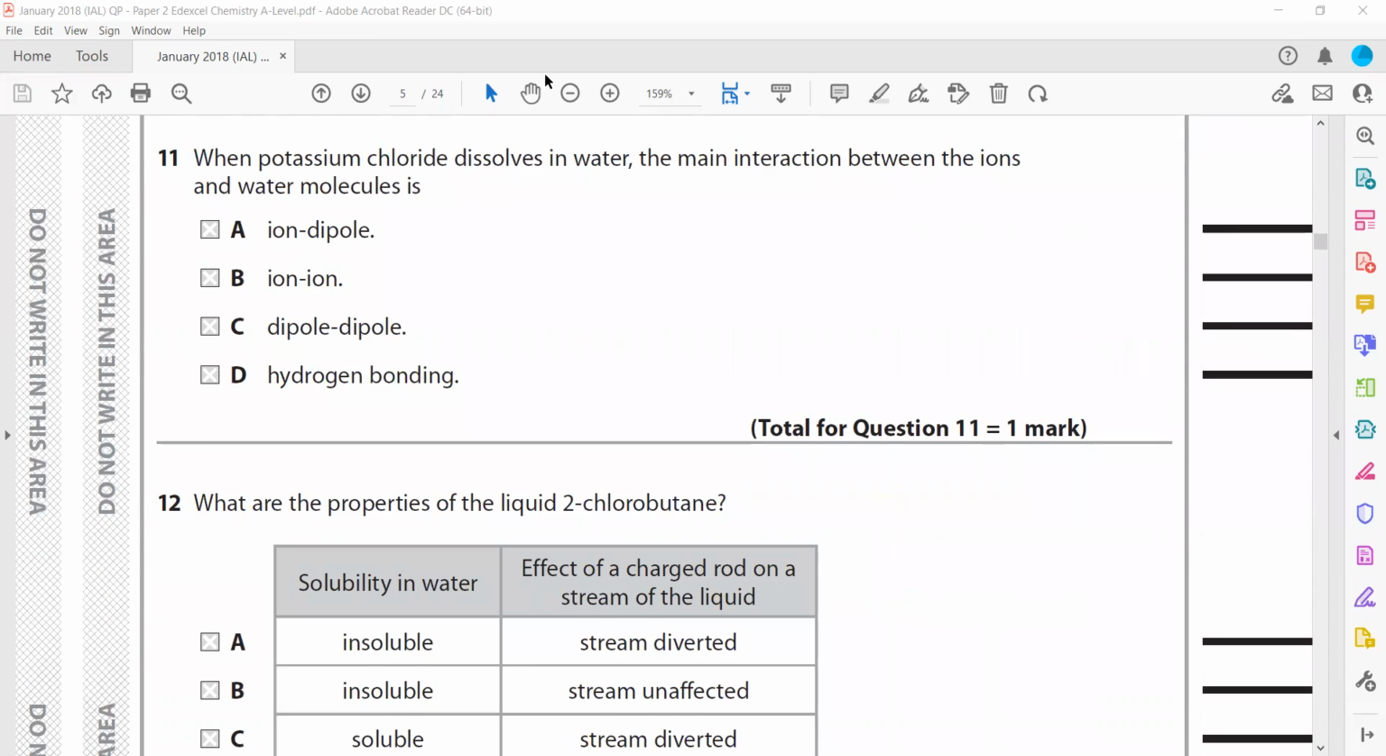Then, when potassium chloride dissolves in water, the main interaction between the ions and the water molecule is asked. So we have potassium iodide. When we dissolve it in water, it will dissociate into K+ and I-. And you should be able to draw this, because the oxygen is partial negative, hydrogen is partial positive. So the oxygen atoms will be closer to the potassium ions.